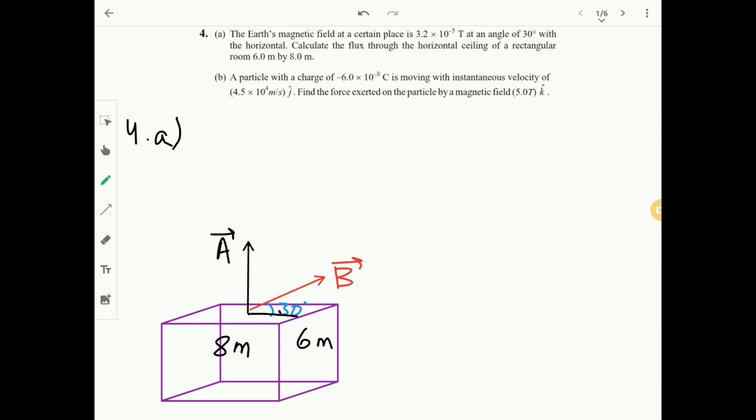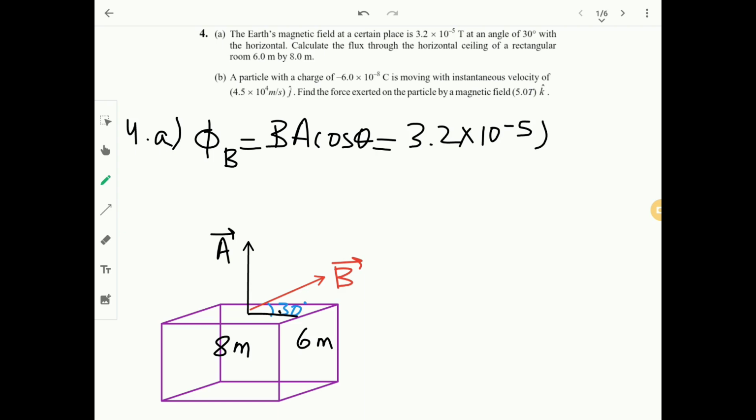Alright, let's check. Magnetic flux is B A cosine theta. So B is given to be 3.2 times 10 to the minus 5. A is very easy. It's a rectangle, so it's 8 by 6, 48. But what's our cosine theta?